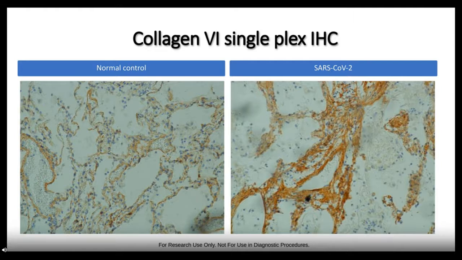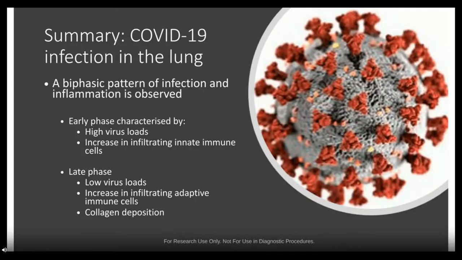So here we're looking at collagen 6 staining. On the left, in normal control, you can see a thin ribbon of collagen 6 around the periphery of those cells. On the right, we're looking at a SARS-CoV-2 case. You can see the thickened collagen positive staining in that lung tissue.